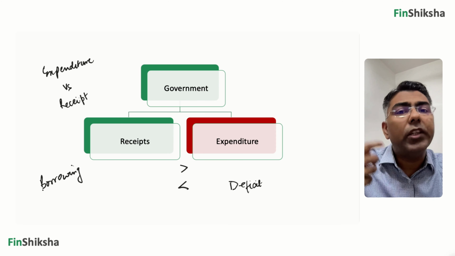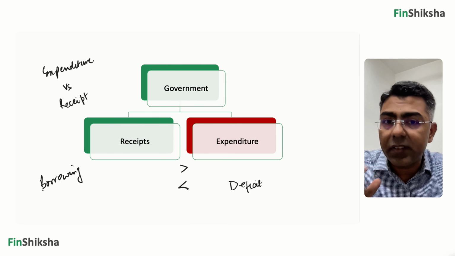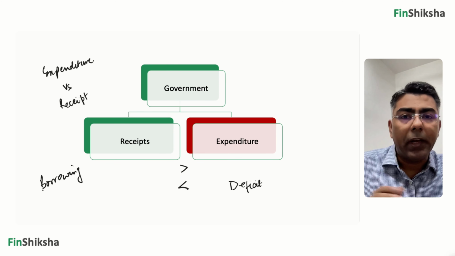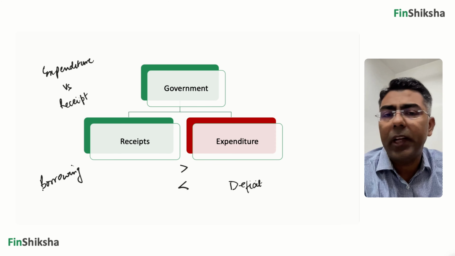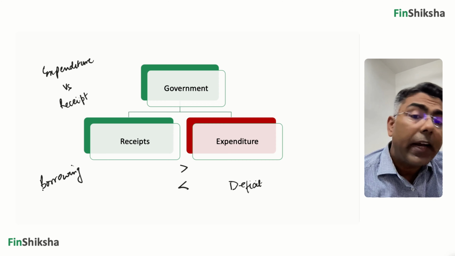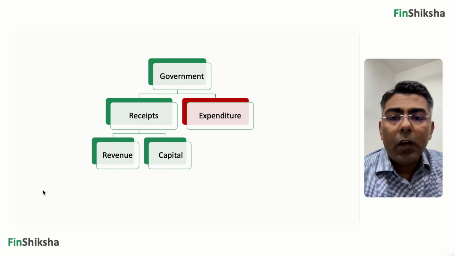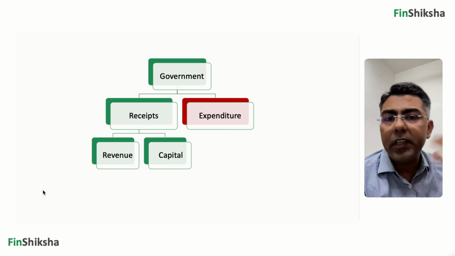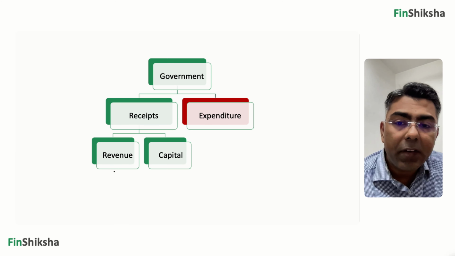Now let's decode what these receipts are. And I'm using the term receipts again and again because income is a part of it, right? एक part income है, उसके अलावा भी अलग तरह के receipts होते हैं government के पास. So let's decode receipts and expenditures separately now. When you look at receipts, they are classified in two terms, revenue receipts and capital receipts, right? अब revenue receipts क्या होता है?